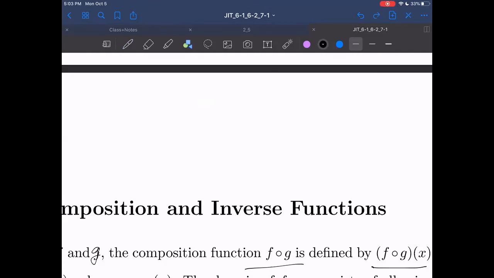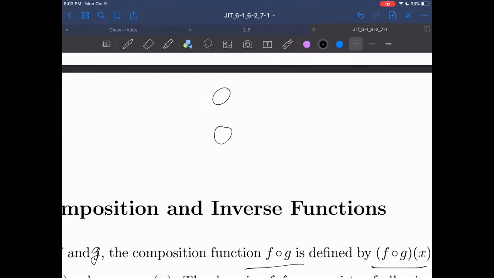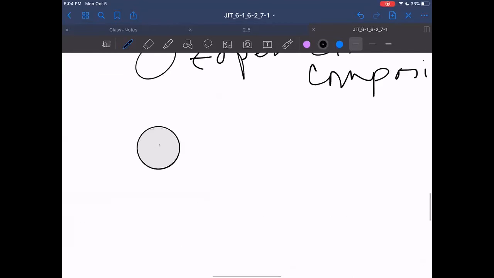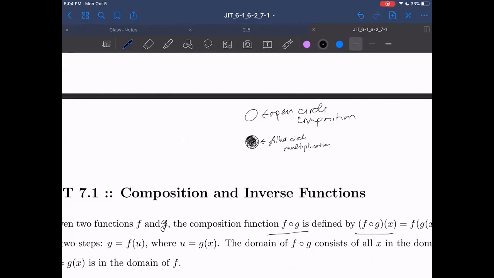Open circle is composition. Filled in circle is multiplication, just the normal dot for multiplication. Okay. Just know the difference.